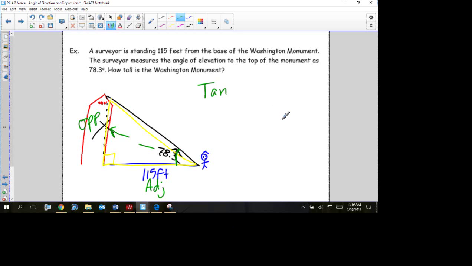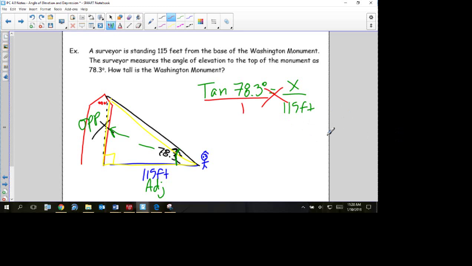Tangent of an angle. So the angle is 78.3 degrees. Tangent of an angle is equal to the opposite over the adjacent. Now when you've done this in the past, there are different ways of solving this equation. The way that I prefer, but you don't have to prefer, is just put this over 1 and cross multiply. That's my preference. You can do it other ways.